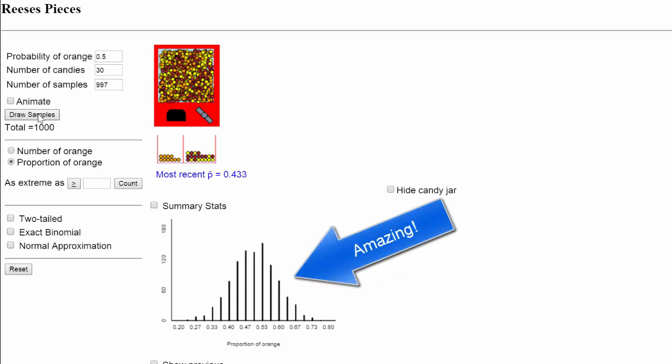So the distribution of p hats is normally distributed with a center of about 0.5. The center is clustered around 0.5. Was probably not a big surprise. We knew that the population proportion of orange candies was p equals 0.5. So this example is illustrating something very, very important. In general, we take samples in order to estimate the population proportion when we don't know the population proportion.